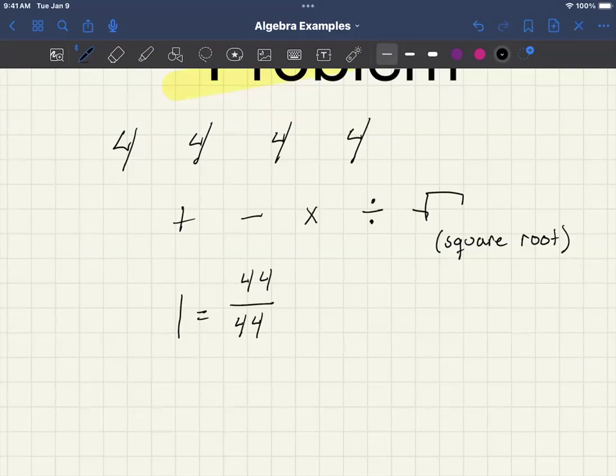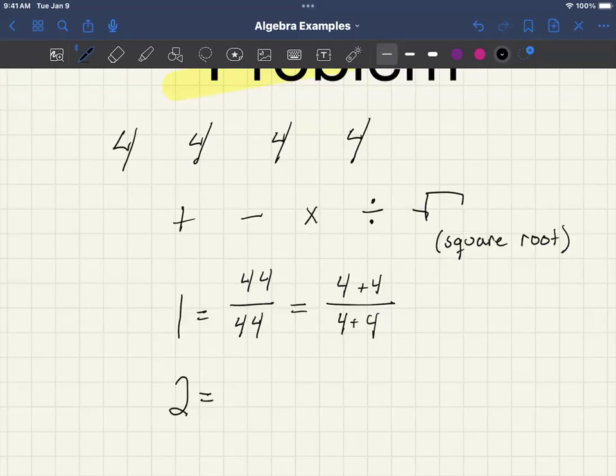If we wanted to be a little bit more creative, we could write this instead as 4 plus 4 over 4 plus 4, which reduces to 8 over 8, which of course is a fancy pants 1. So there's a lot of different things we could do for the number 1 here. For number 2, we might have to be a little bit more creative.